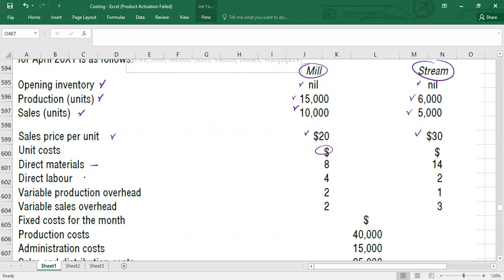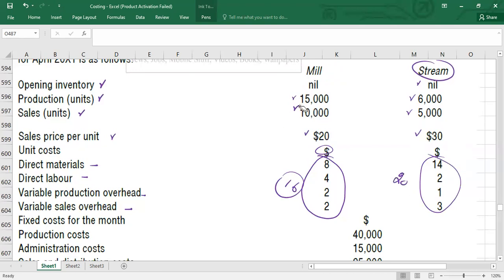Now what? Material, labor, variable production overhead, variable sales overhead, and fixed cost for the month. Actually, these are the variable costs. Here variable costs are going to be 16 and 20. If you want to calculate the contribution, what is the sale price? Sale price is 20 minus variable cost 16, so it is going to be $4 contribution. And here $30 is the sale price minus variable cost 20, so contribution is going to be $10.